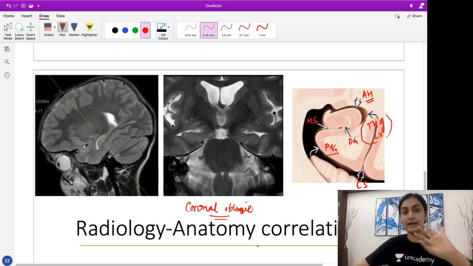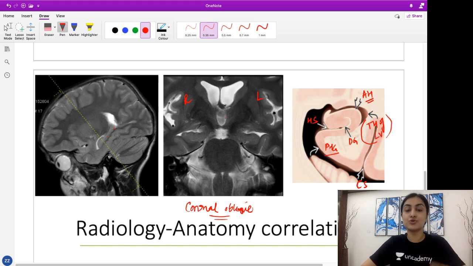Is that understood? So this is what it will look like. Once I take an oblique section through here, this is what it's going to look like. These are the two hippocampi that I can see here. So this is again the right side, this is the left side.